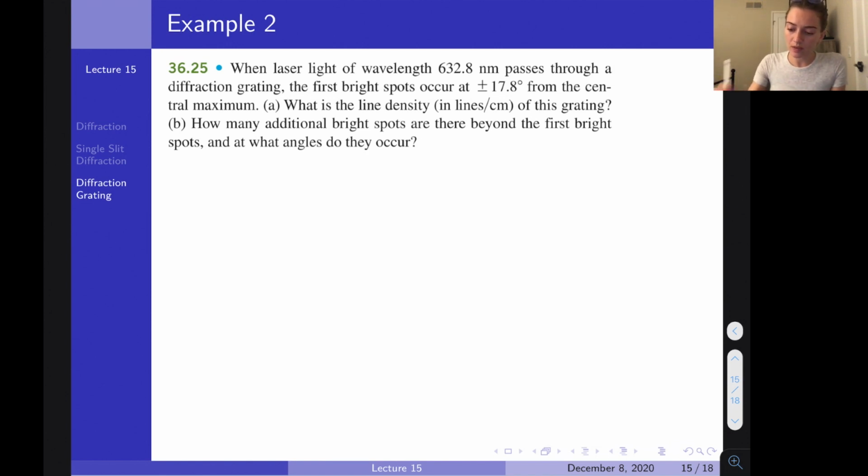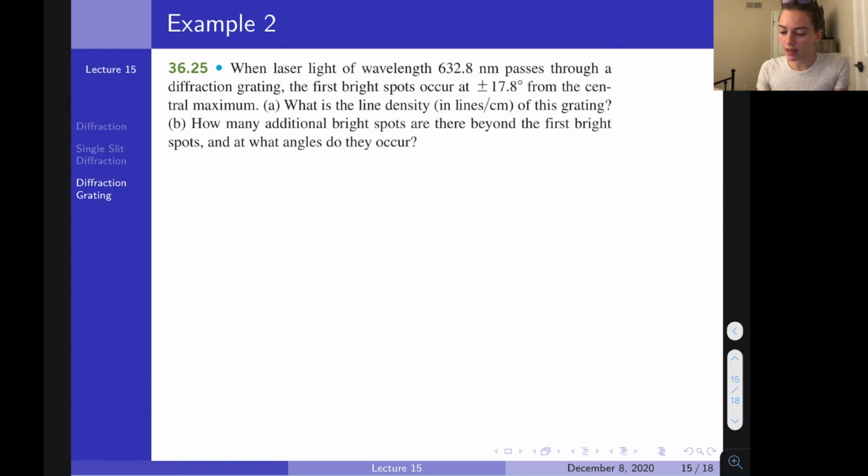So okay, we have laser light of wavelength 632.8 nanometers passes through a diffraction grating. The first bright spot occurs at 17.8 degrees from the central maximum. What is the line density? That means the number of lines per centimeter of this grating. And then we want to know how many additional bright spots are there.